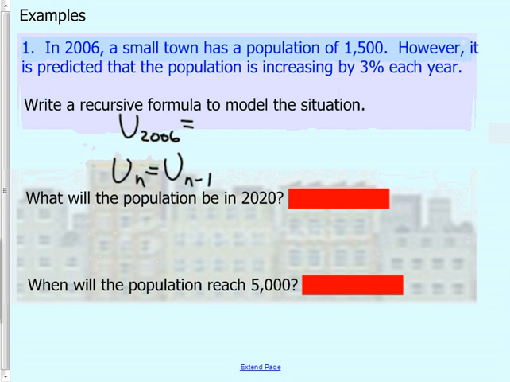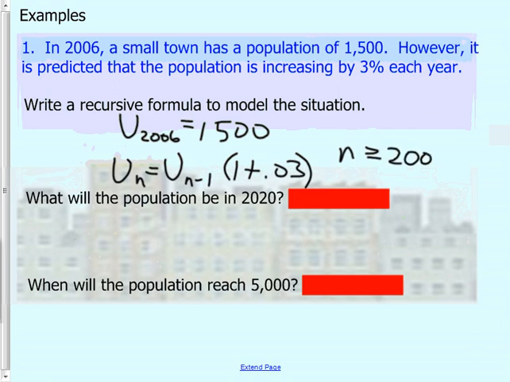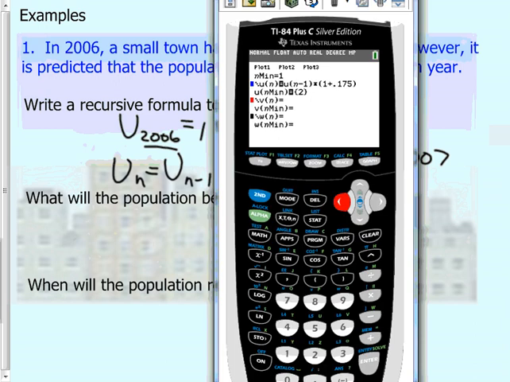Okay, so it should be 1500, and hopefully you knew enough to put 1 plus 0.03. You get that? Now technically it needs a domain, n greater than or equal to what this time? 2007. You always go one bigger than whatever this number was. Okay? All right, now you'll need a calculator for this one, definitely. So grab your calculator, but again, you don't have to change everything. That u sub n minus 1 thing can stay the same. The top number needs to change, though, 2006.